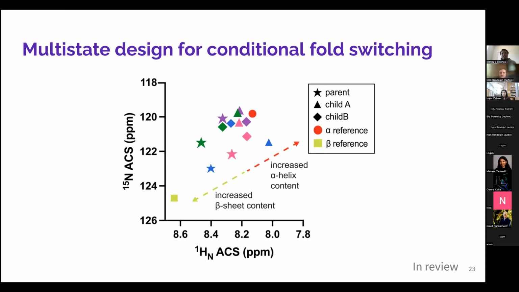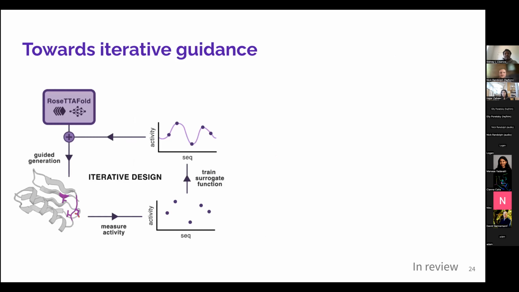And it's something we haven't been able to see with current deep learning methods, to explicitly design for multi-state proteins. Another super exciting avenue for a sequence-based diffusion model is to use sequence activity data to guide for higher-activity designs.